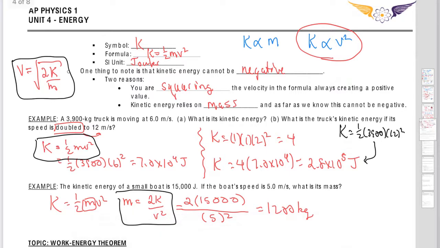This is going to end the video on kinetic energy. You're going to get a lot of practice with kinetic energy because it is the basis, and there are a lot of areas where it appears. The first area where it appears is the work energy theorem, which is what's going to be in our next video.